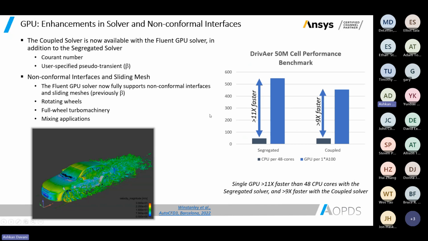Now, you can also use GPU with non-conformal interfaces and sliding mesh. Some of these features are still in beta, but you can definitely try them out. And like the other beta features in older software updates, it will become part of the legacy software and future software releases. We can use GPU right now with rotating wheels. There's a full-wheel turbomachinery capability in GPU currently, and we can also use that on non-conformal interfaces and sliding mesh and mixing applications.